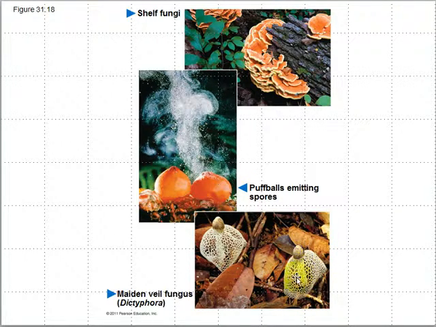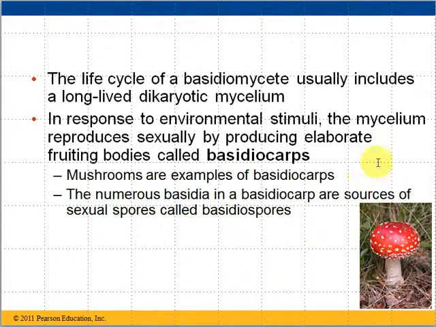The life cycle of basidiomycetes usually includes a long-lived dikaryotic mycelium. Remember, dikaryotic means that there are cells that have 2 separate haploid nuclei from 2 different parental types, but they haven't fused together yet. So, a long-lived dikaryotic mycelium.